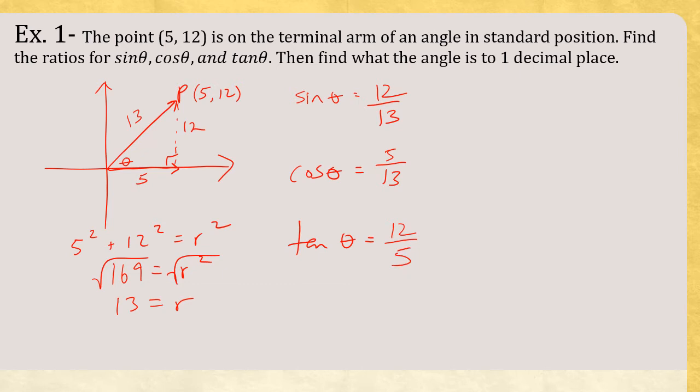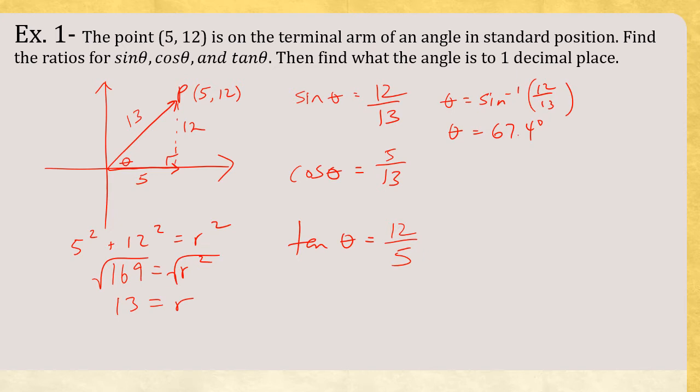Now it also asks us to find the angle to 1 decimal place. So theta equals sine inverse of 12 over 13. Using your calculator, sine inverse of 12 divided by 13, we get 67.4 degrees. And that makes sense, 67.4 degrees, that's definitely quadrant 1.